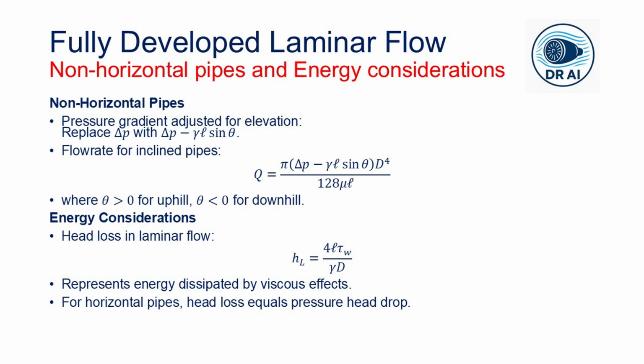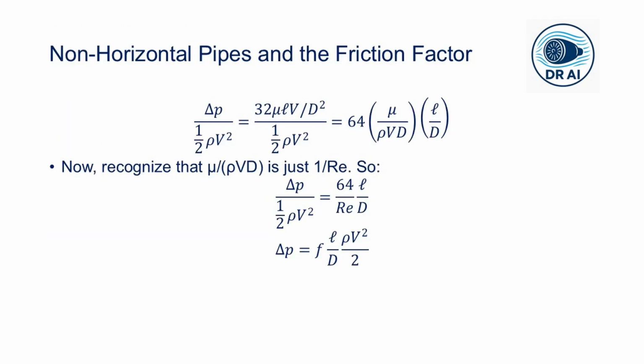Now, there is one more way to look at this, and it is incredibly useful for engineering. Let us rewrite our pressure drop equation in a dimensionless form. We have delta P equals 32 mu L V divided by D squared. Let us divide both sides by the dynamic pressure term, which is one half rho V squared. So why are we doing this? Because that dynamic pressure is a measure of the flow's kinetic energy.